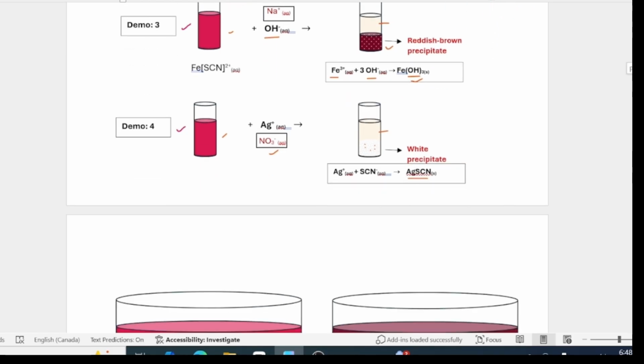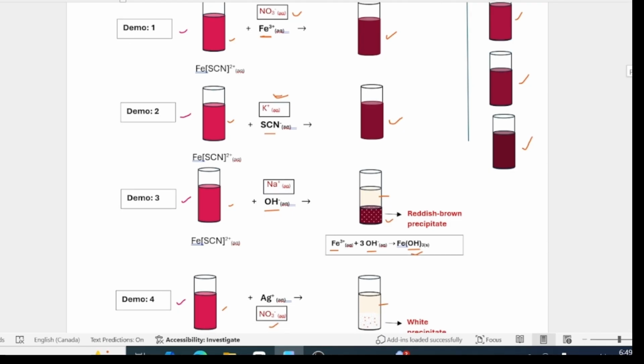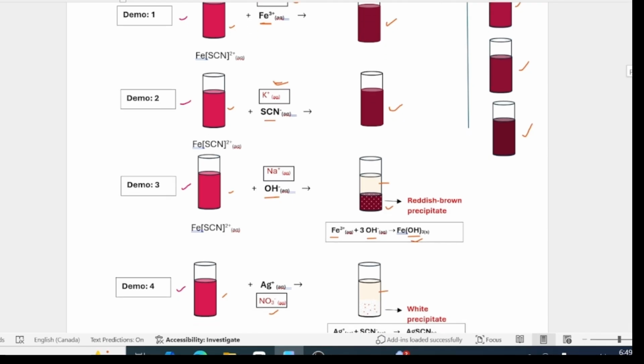The sodium ions from the sodium hydroxide are considered to be spectator ions. In this fourth demonstration, when silver nitrate was added, the solution turned lighter in color and a white precipitate of silver thiocyanate was formed. And this equation here shows how silver thiocyanate is formed by the reaction between silver ions and thiocyanate ions. So these here are the 4 simulations of the 4 demos that we have just performed.